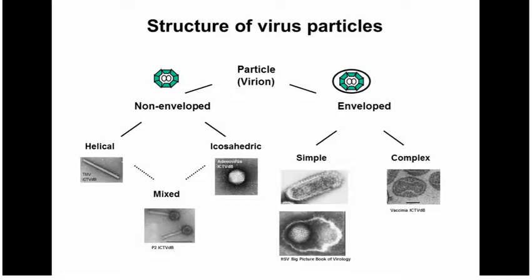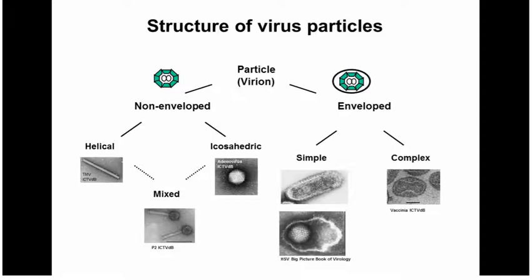Okay, basics of virus structure. Virus particles, or the virion, are either non-enveloped or naked. So they're composed of a nucleic acid in the middle and a protein capsid on the outside. Or enveloped, in which case you've got the nucleocapsid in the middle and a lipid membrane on the outside, which is called the envelope. Now, among naked virus particles, there are two types of architecture. You either have rod-shaped particles, which are of helical symmetry, or round spherical particles, which have icosahedral symmetry.